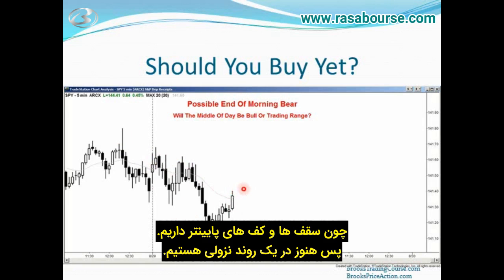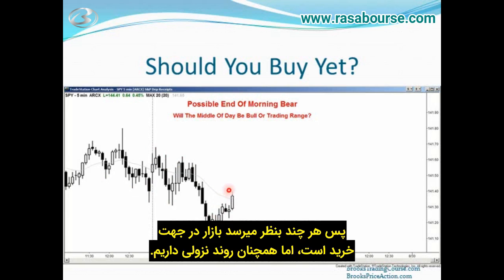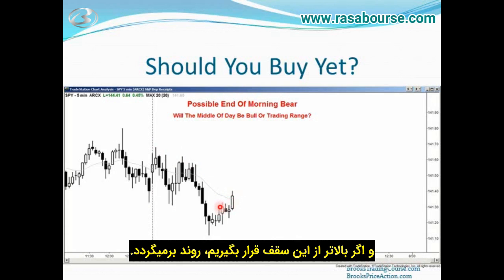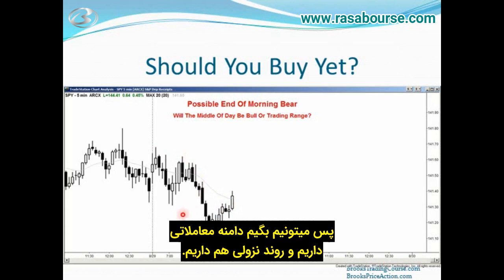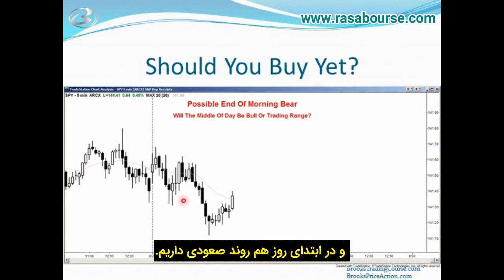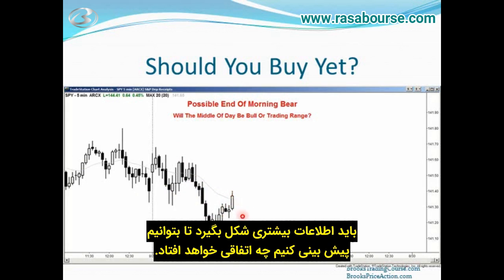We're forming lower highs and lower lows, right? So we are still in a bear trend, even though we are reversing. So even though the market is probably always in long, it's still a bear trend unless we get above this high. So you could say it's a trading range, it's a bear trend, and it's an early bull trend, and it is. We need more information to know what ultimately the result will be.